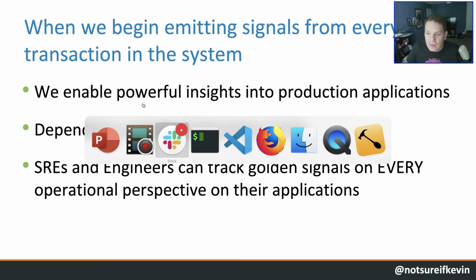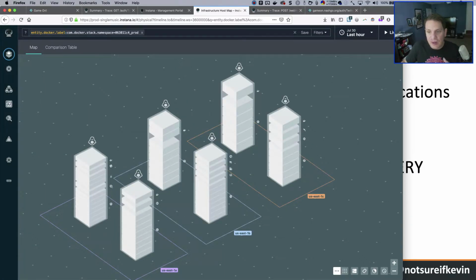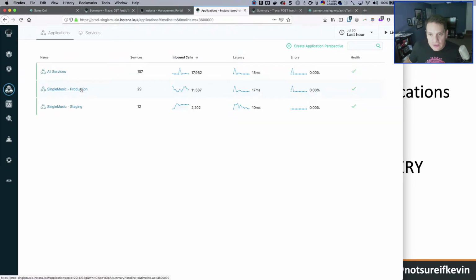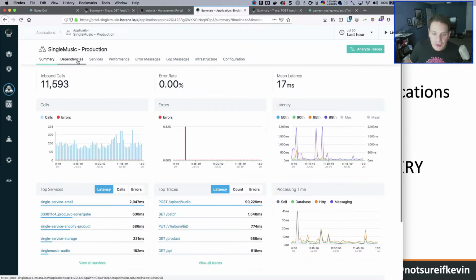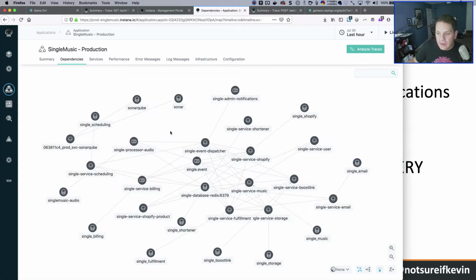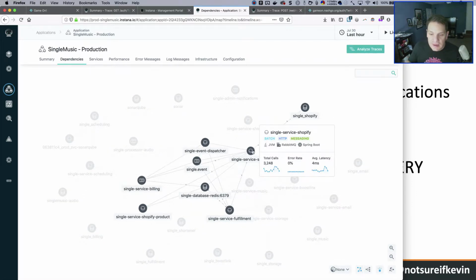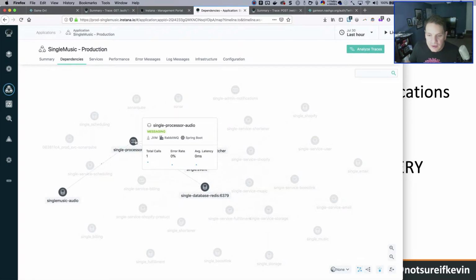So let's take a look at what the dependency mapping looks like on a real production application, because that to me is probably one of the most impressive pieces of Instana, the ability to easily see and understand all of the dependencies within your application. So I'm on the dashboard for Single Music, and if we go into production and we go into dependencies, we can quickly see all of the services which are communicating with one another, but we can hover over them and it will quickly isolate the groups of services which are dependent on each particular one.